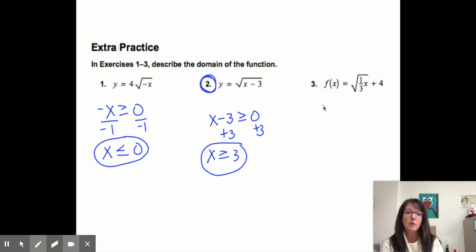In number 3, we want 1/3 of x to be greater than or equal to 0. So we'll multiply both sides by 3, and we get x is greater than or equal to 0.